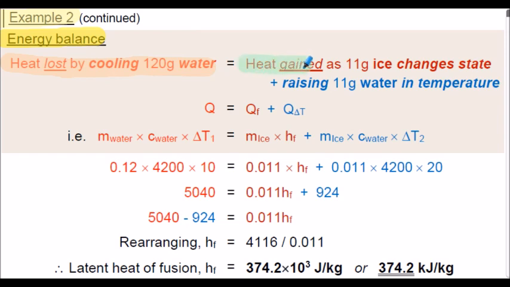the 11 grams of ice, and will change the state of the 11 grams of ice into water, and then raise the 11 grams of water in temperature. So in simple form, the heat energy lost by the 120 grams of water cooling, Q, is equal to the heat energy required to change the state of the 11 grams of ice, QF, added to the heat energy required to then raise the 11 grams of water in temperature. Inserting the formulae, on the left-hand side we have the MC and delta T1 equation, where the mass of the water in the tank is 0.12 kilograms.